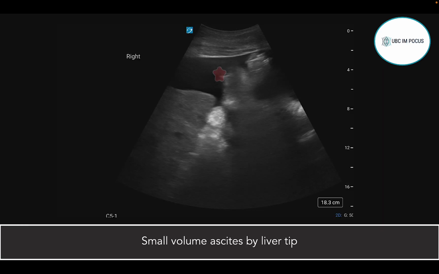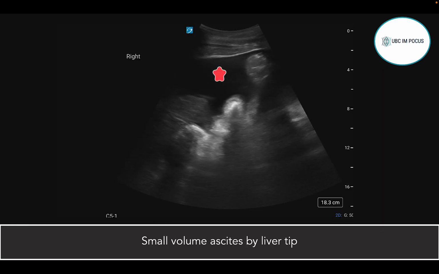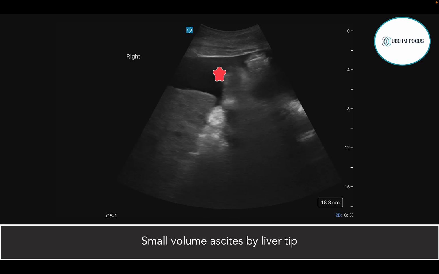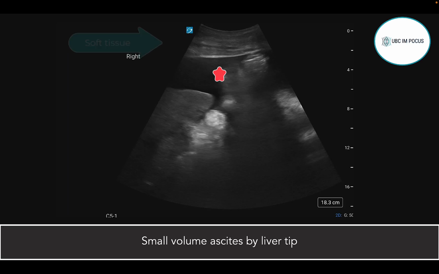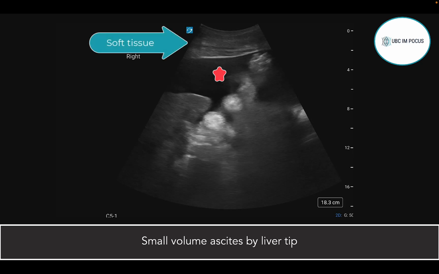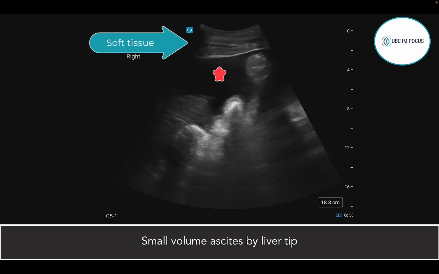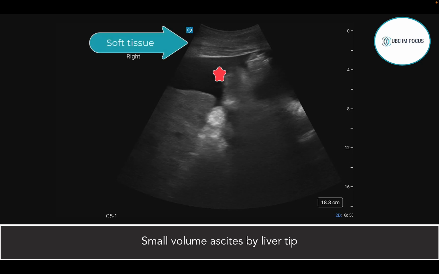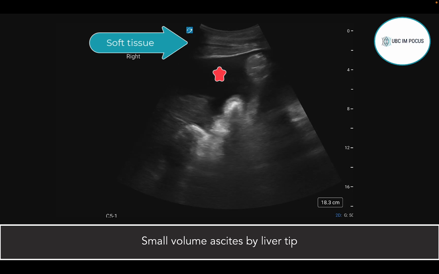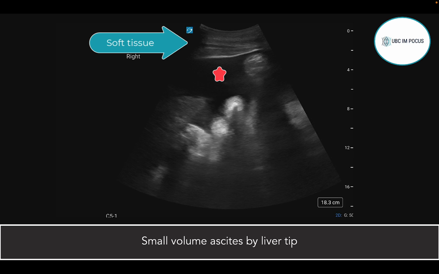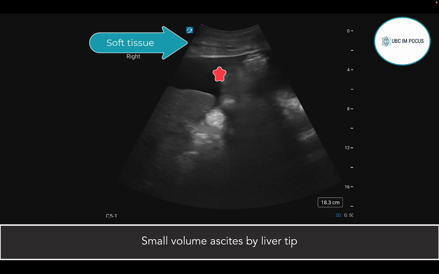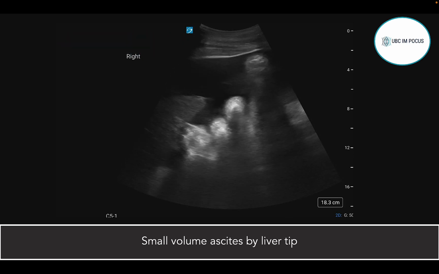Again, a really nice example of a little bit of ascites by the liver tip. We see some floating bowel loops within that. We see the soft tissues in the near field. And if you're going to plan for a procedure, sometimes it can be quite nice to measure the soft tissues. There are other tips for POCUS for procedures that we're not really going to get into today. But this is a nice little example of some ascites.